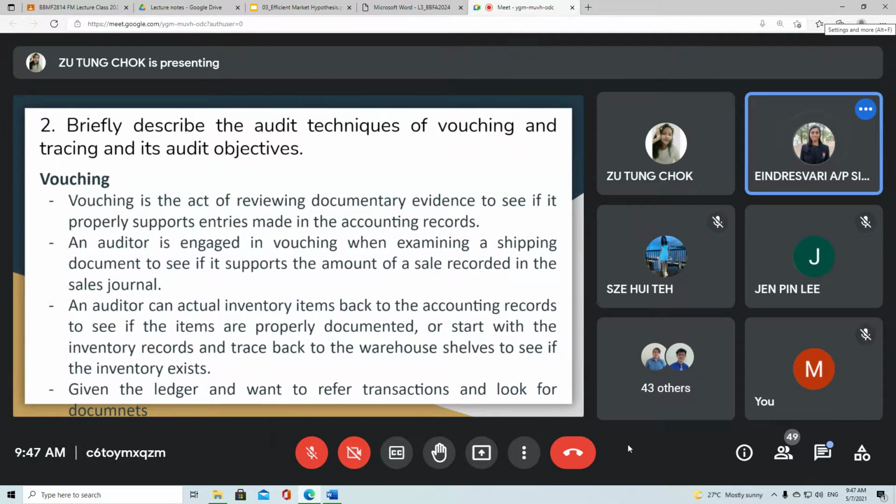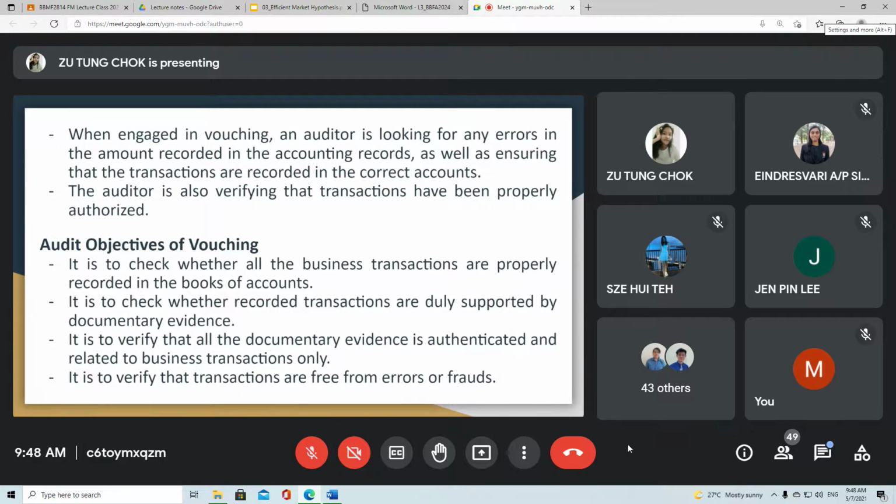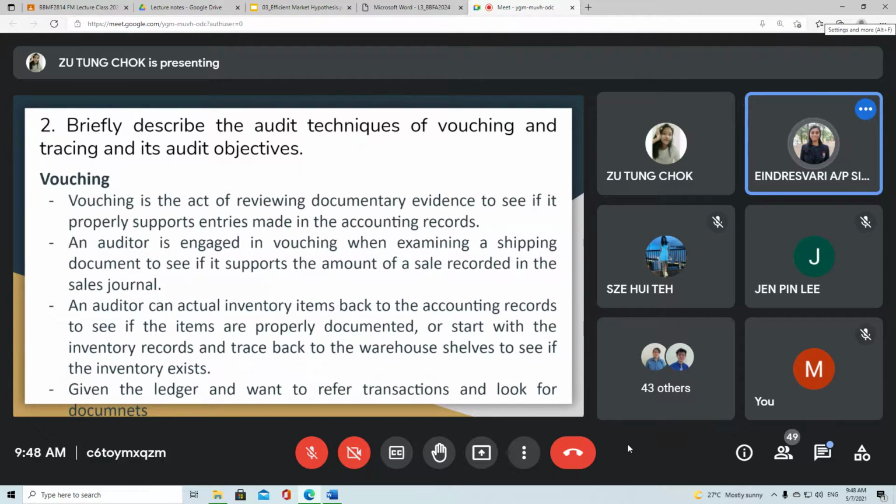It's quite full, is it? When engaged in vouching, an auditor is looking for any errors in the amount recorded in the accounting records, as well as assuring that the transaction... This is not procedure. Procedure means what are you looking at? What document? Give example. You are writing grandmother stories not relevant to the question. Okay, what is the objective? What is the purpose of vouching?